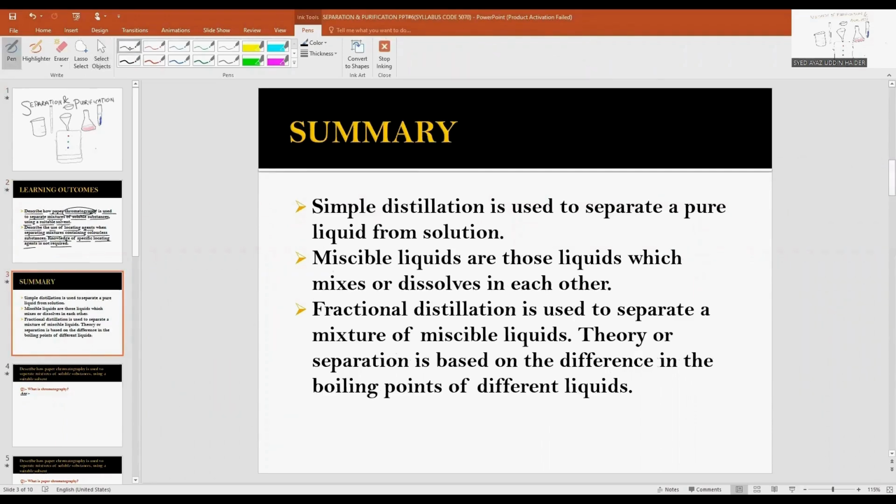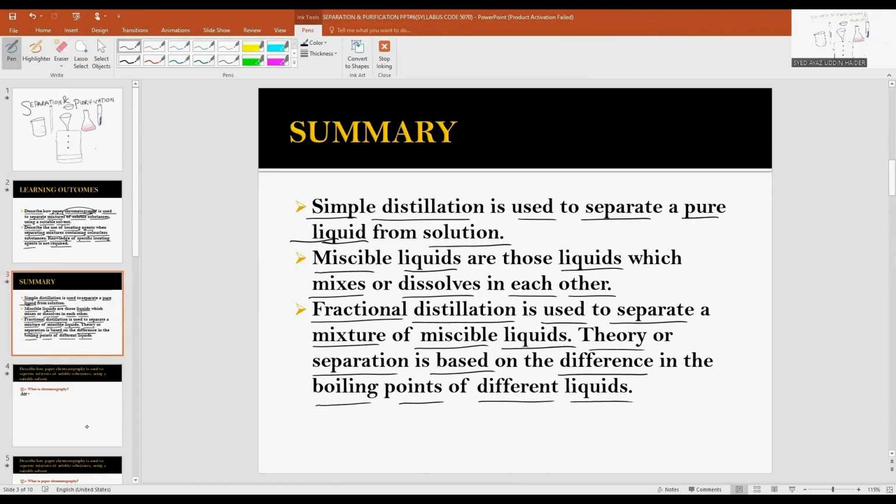Here's a summary of the last lesson. Simple distillation is used to separate a pure liquid from solution. Miscible liquids are those liquids which mix or dissolve in each other. Fractional distillation is used to separate a mixture of miscible liquids. The theory of separation is based on the difference in the boiling points of different liquids.